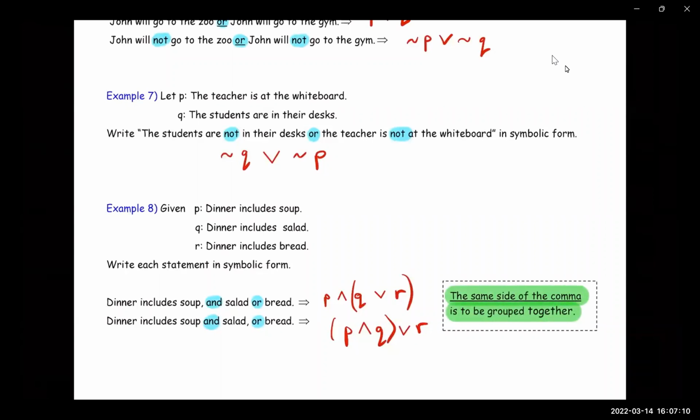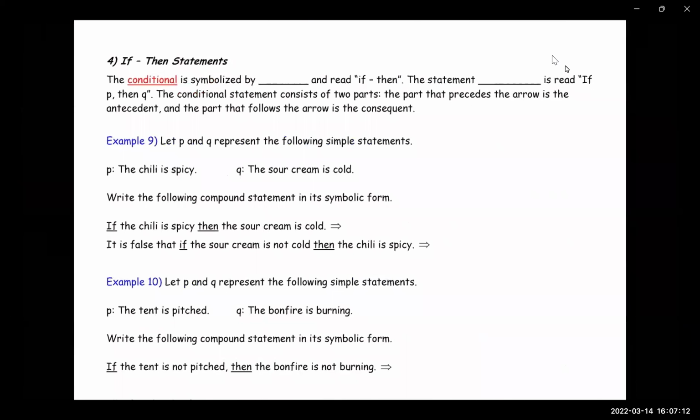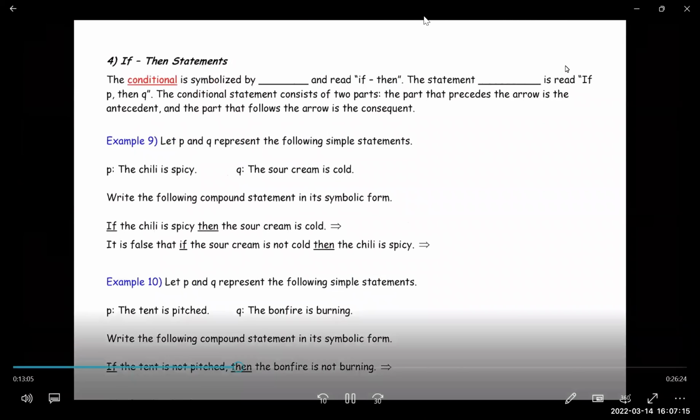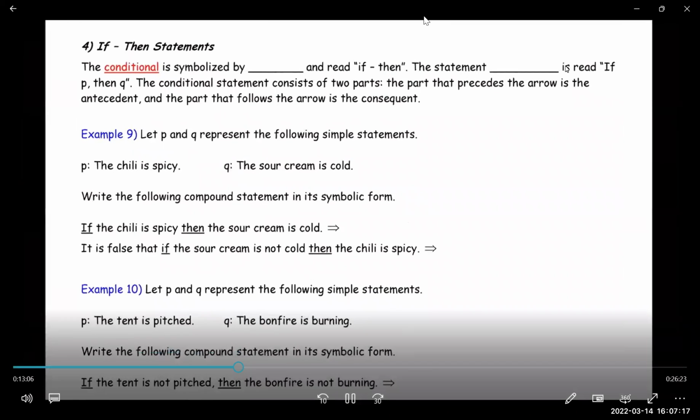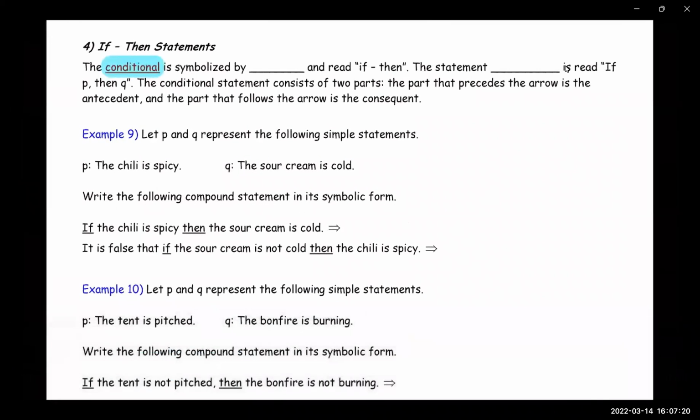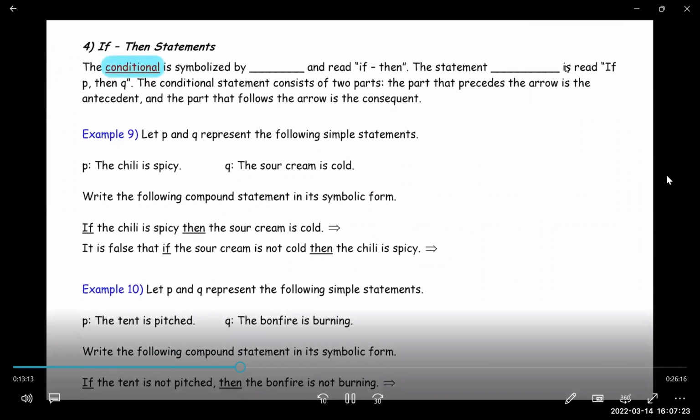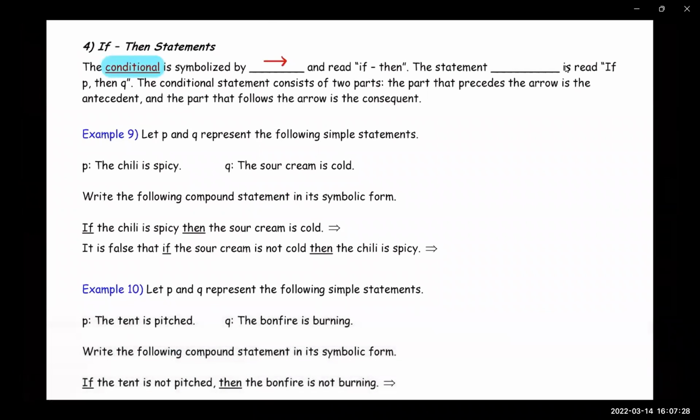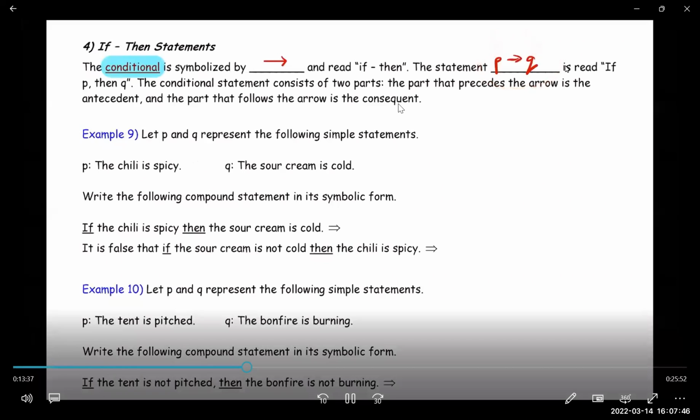All right, let's move on to the next one, if then. So now there are if then statements. It's called the conditional statement. If then means conditional, and it's symbolized by this arrow. The statement P arrow Q is read if P then Q. So that's how you would read this in logic. It's if P then Q.